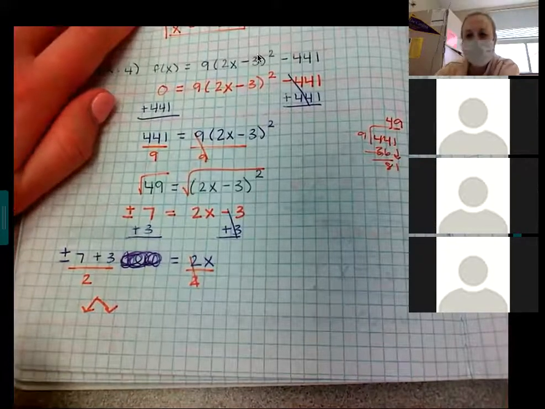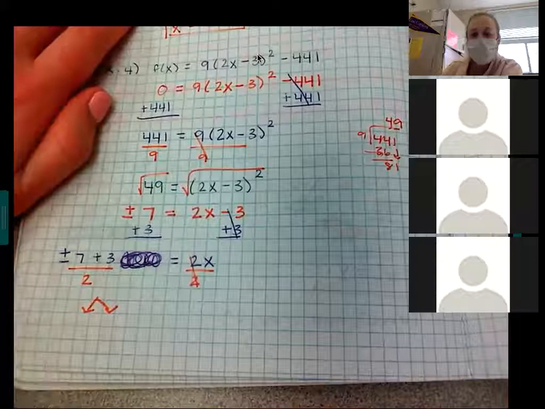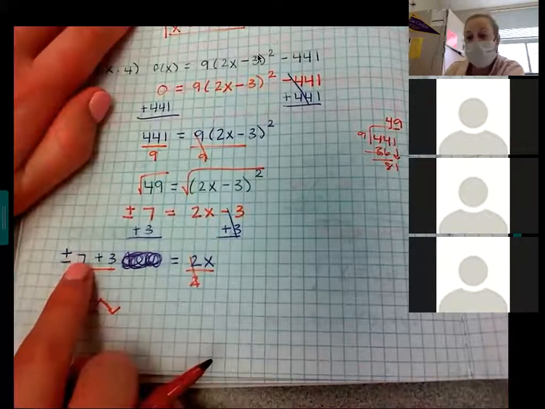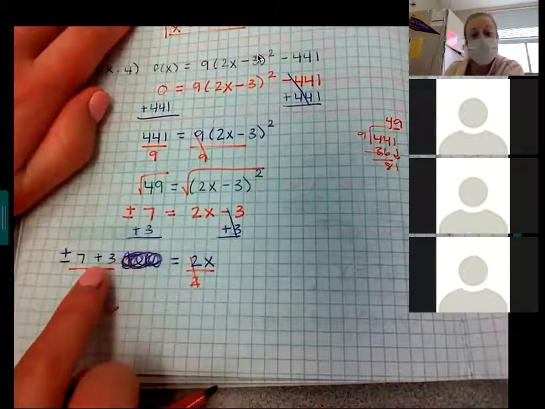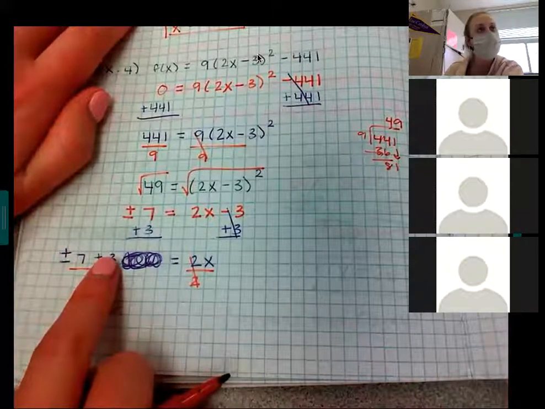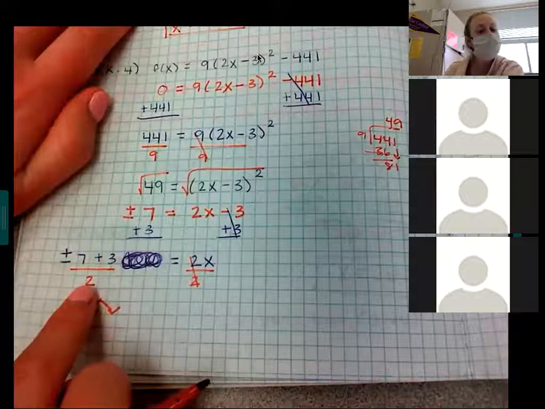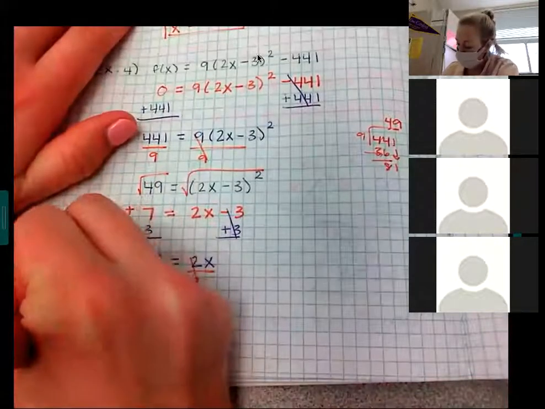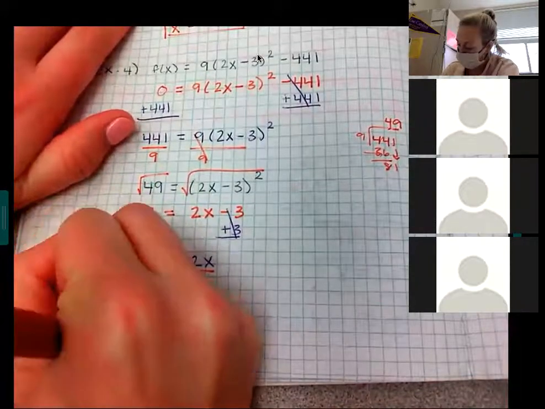All right, everybody look. We can have positive 7 plus 3 divided by 2. So everybody help me out. What is positive 7 plus 3? 10 divided by 2. So we get x equals 5.